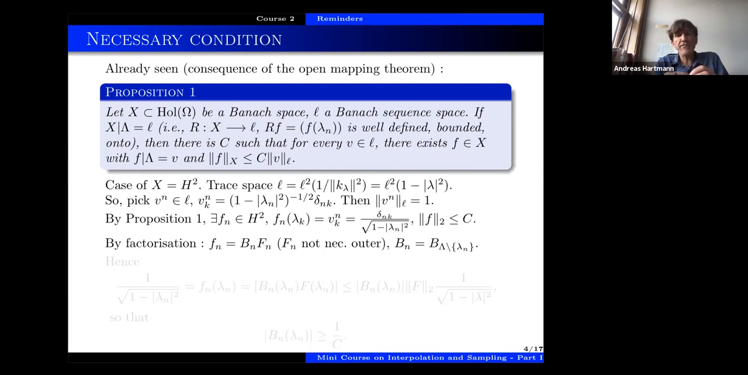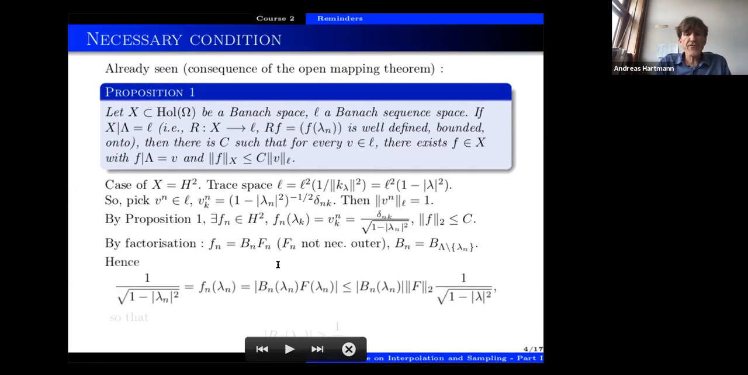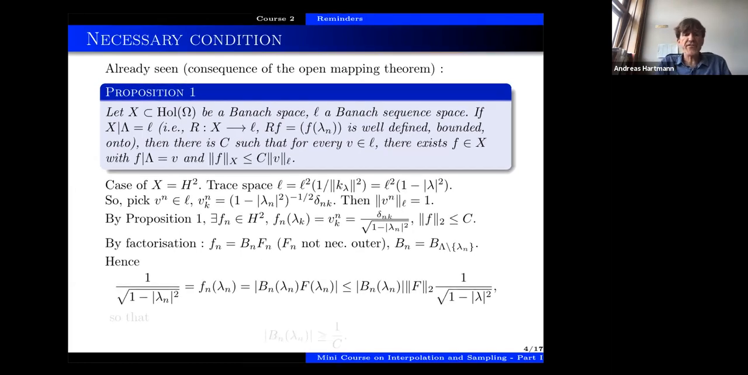And I know that the inner function, since it vanishes on lambda without lambda n, contains a factor Bn. And the rest of the singular function, of the inner function, excuse me, I will just put into the capital Fn, which doesn't change the norm of capital Fn. It's still of the same norm as little fn, because there are only inner functions in play. And now I can run the argument as yesterday.